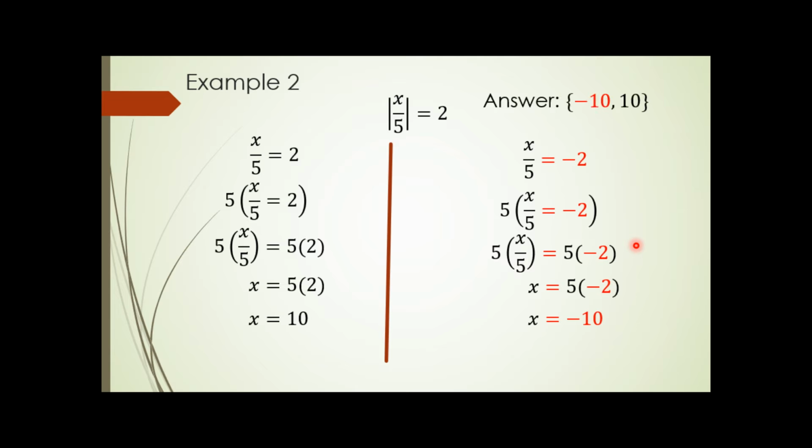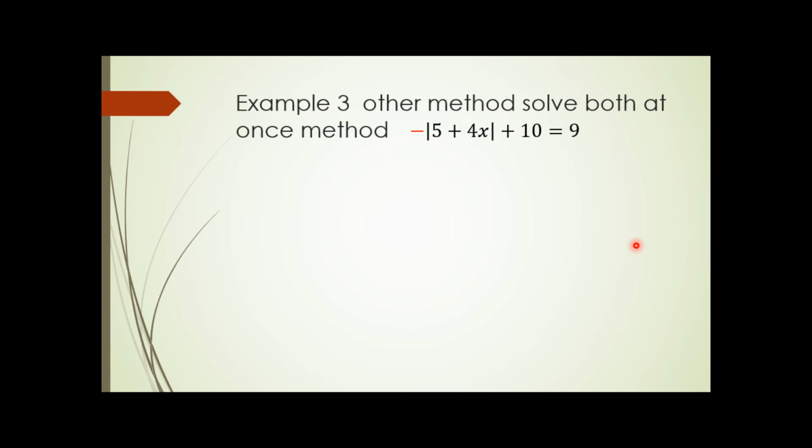So the answer is going to be negative 10, 10. And does that make sense? Well, negative 10 divided by 5 is going to get us a negative 2, and the absolute value of negative 2 works. Same with 10. All right. So this is another method.